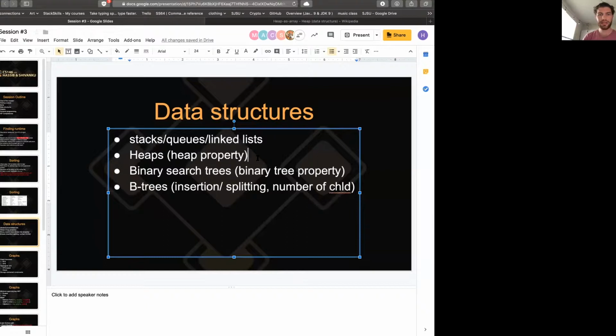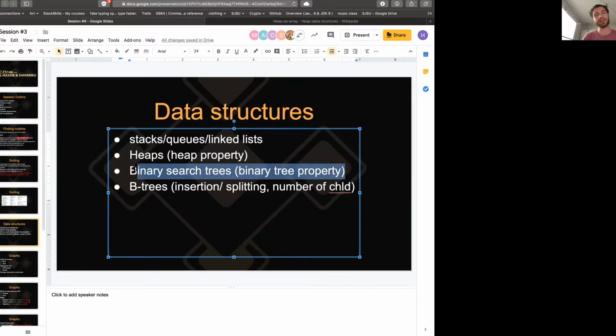Okay, so that's heaps. Then we also touched on binary search trees. And the binary search trees also have something called the binary tree property, which says the left child is smaller than the root and the right child is bigger than the root.